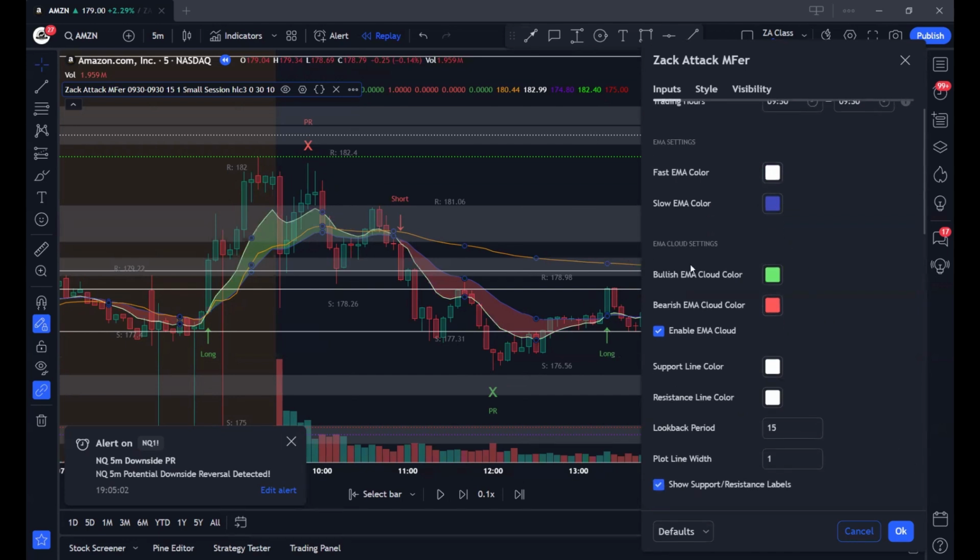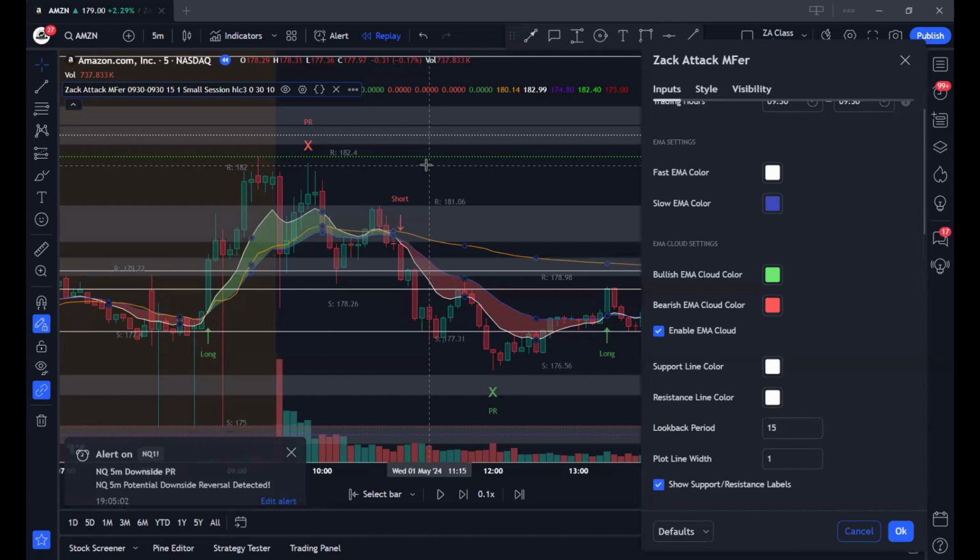So the idea behind the EMA cloud, which is the next setting here: whenever the 9 crosses below the 21, it can be considered a shift in trend, right? Because the 9 EMA is our shorter time frame trend, the 21 is our longer time frame. So when we see the shorter time frame flip bearish relative to the longer time frame, that could be seen as a trend shift.